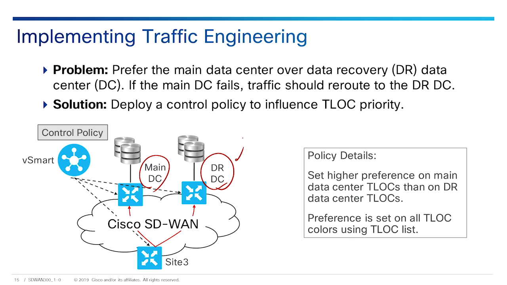To prioritize one data center over another, you have to give the corresponding TLOCs a higher preference. In the example, you must define a TLOC list. Okay? Because from a Site 3 perspective, I want to go this way first and go this way only if that one's dead.